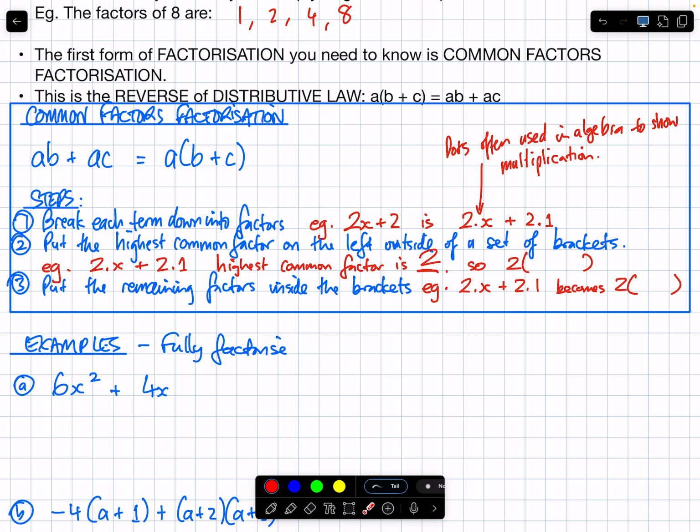And then, he's skipping over to the last step. Put the remaining factors inside the brackets. So, what's that involve? You've just told me that 2 is common to both, so we chucked it out the side of the set of brackets. What's left over? x plus 1.